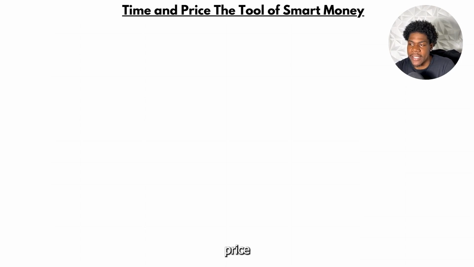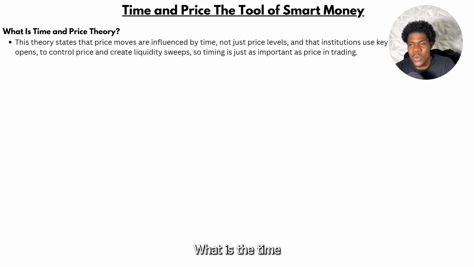Time and price, the tool of smart money. What is the time and price theory? This theory states that price moves are influenced by time, not just price levels, and that institutions use key times like session opens to control price and create liquidity sweeps. So timing is just as important as price in trading.